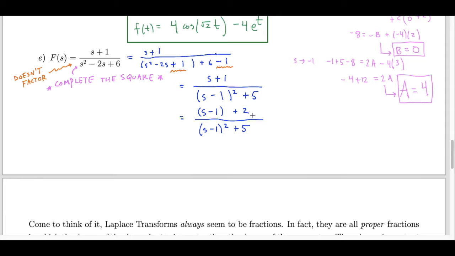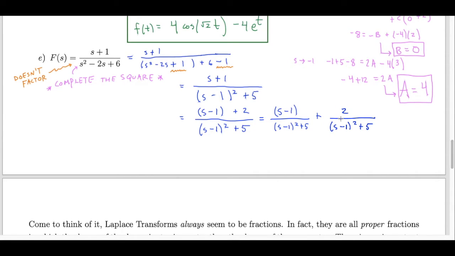And again, this step is necessary because if I'm going to treat s minus 1 as the primary variable, then s minus 1 must be the variable everywhere it occurs in my expression. Now I can actually break this up into two separate fractions. And I recognize that this is a cosine term, where s minus 1 is acting as s. And then this is a sine term.